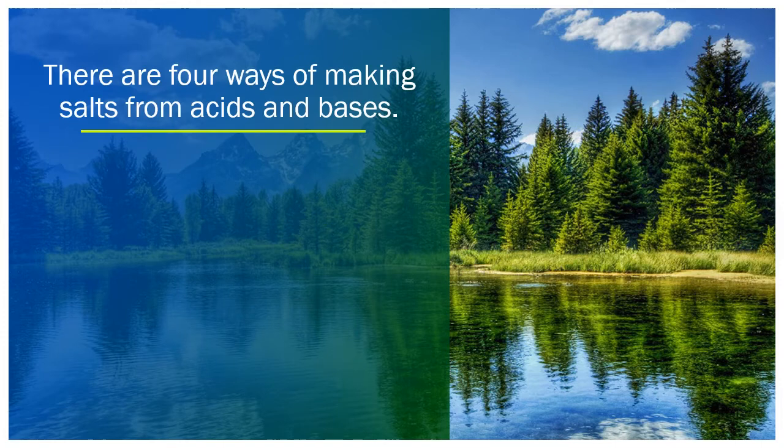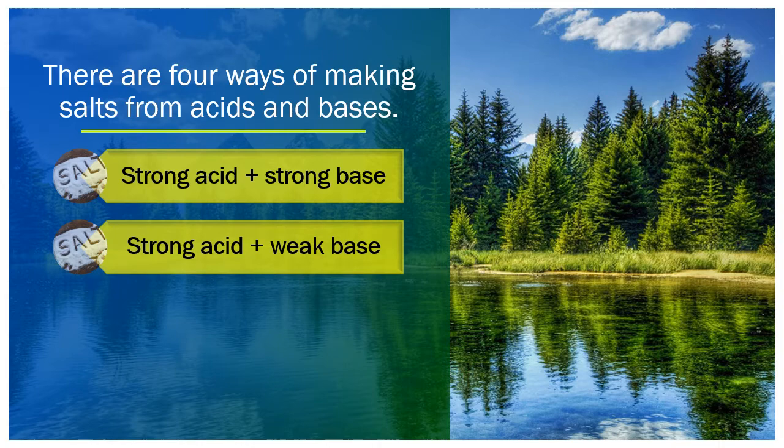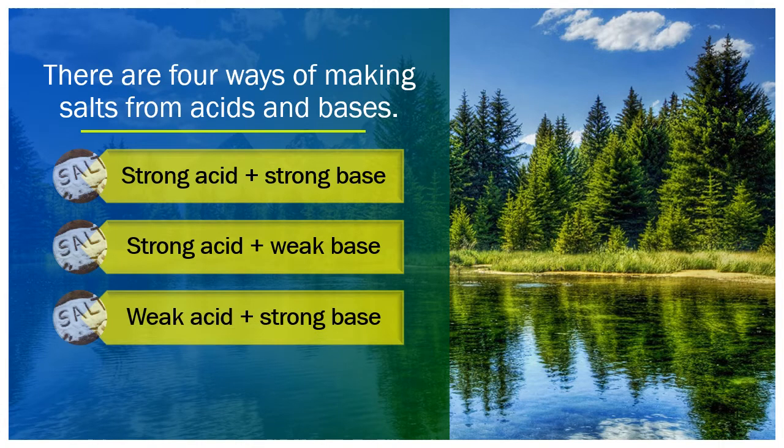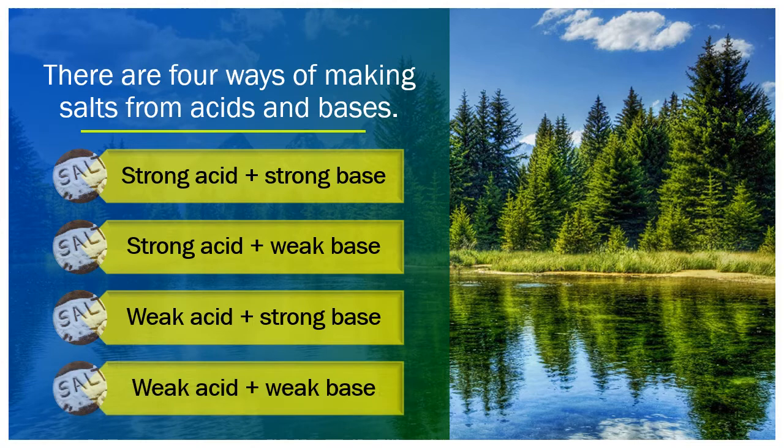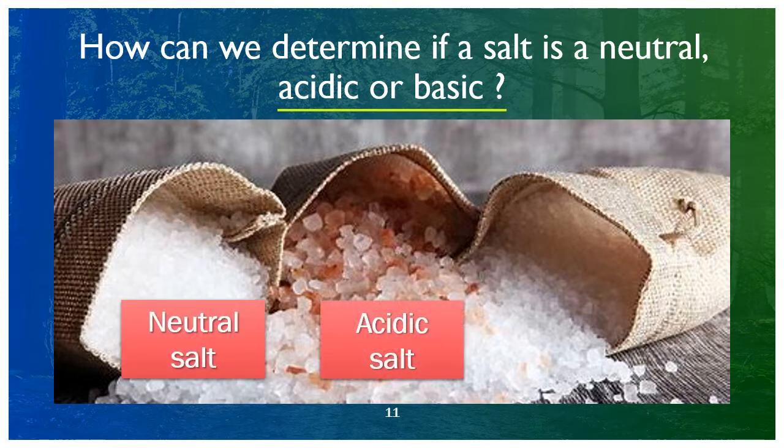There are four ways of making salts from acids and bases. They involve the reaction between strong acid and strong base, the reaction between strong acid and weak base, the reaction between weak acid and strong base, and the reaction between weak acid and weak base. How can we determine if a salt is neutral, acidic, or basic?